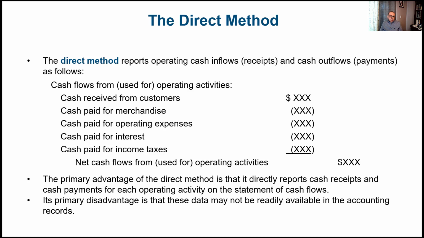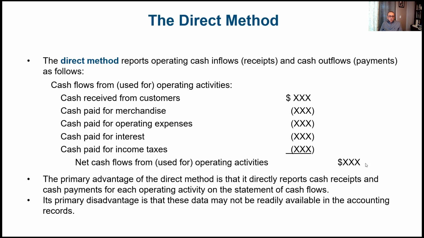The direct method reports operating cash inflows, which are the receipts, and the cash outflows, which are the payments. And you can see here we have cash received from customers, cash paid for merchandise, cash paid for operating expenses, for interest, for income taxes. We add all these things together to get the cash flows from operating activities. If it's negative, we call it cash flow used for operating activities. In most cases, we would like to see a positive cash flow from operating activities, because that would show that the company is profitable, or in other words, has a positive cash flow.